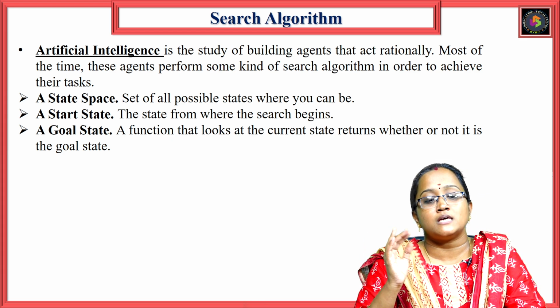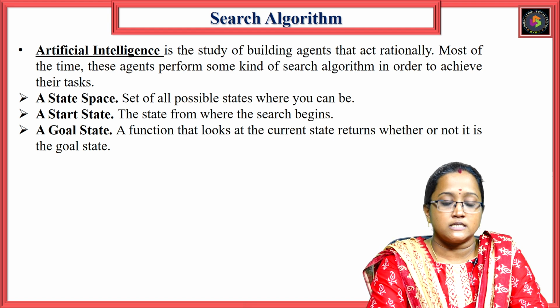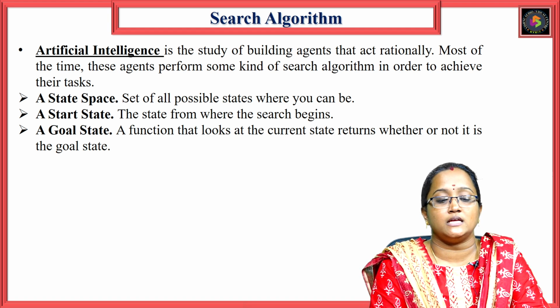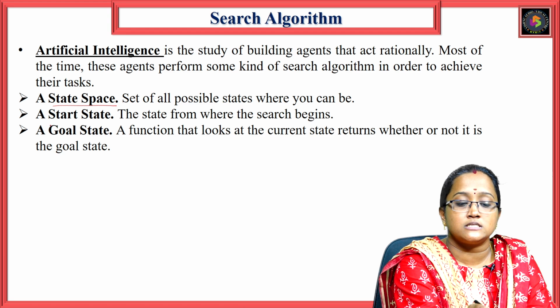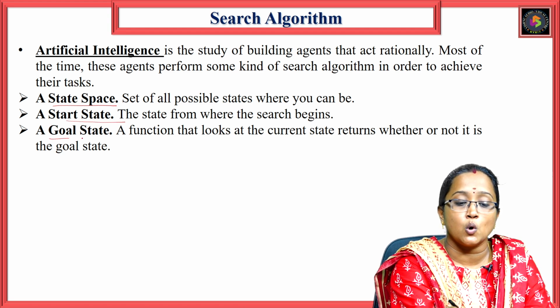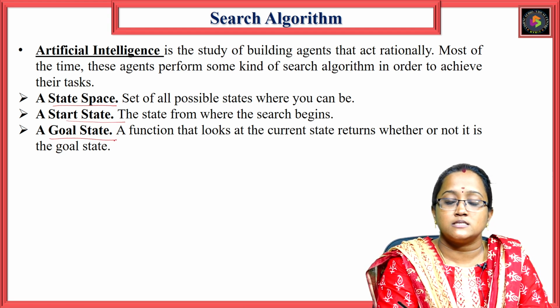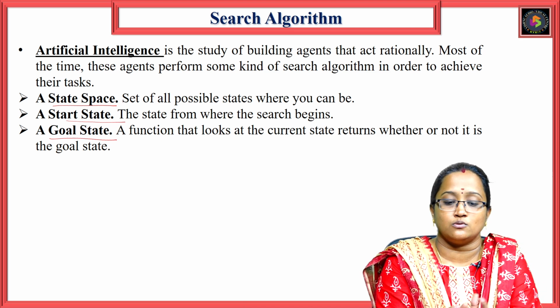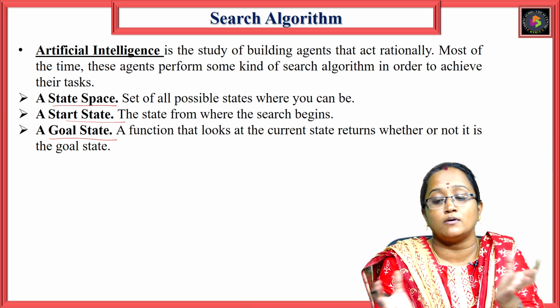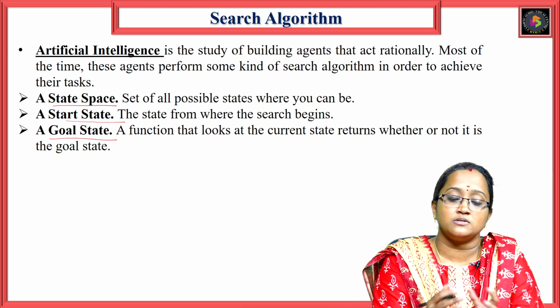So here, a search algorithm consists of three things. One is state space, another is start state, and another is goal state. State space is nothing but the set of all possible states, the set of all possible solutions.